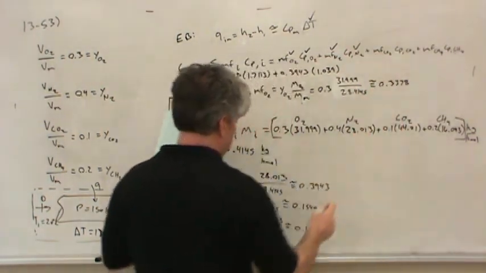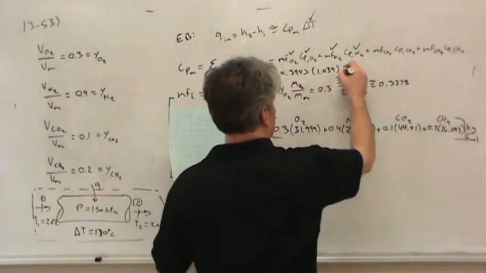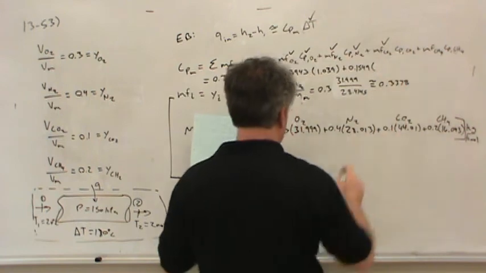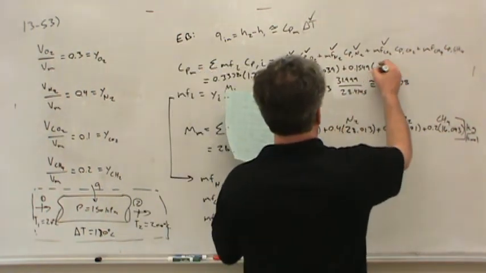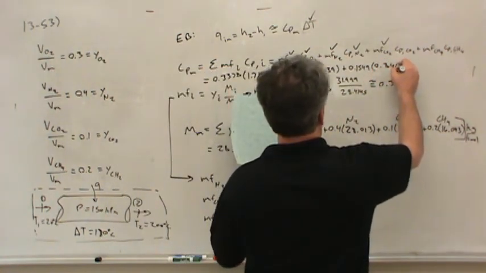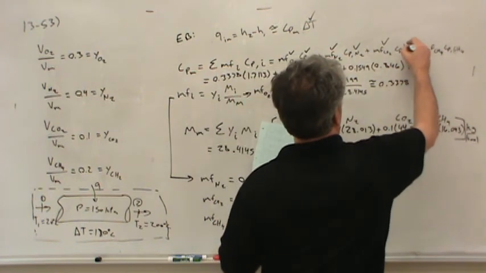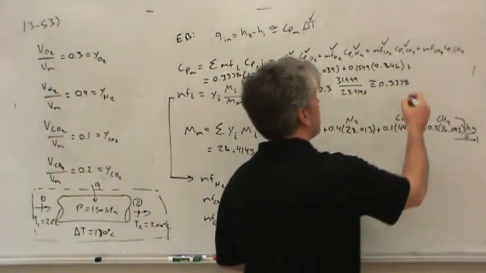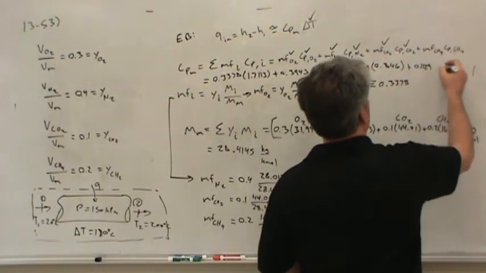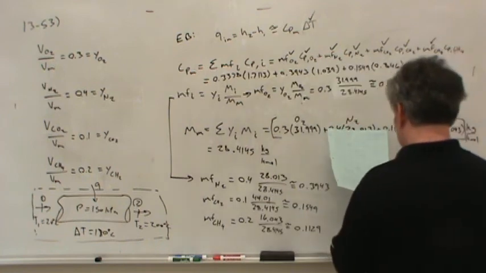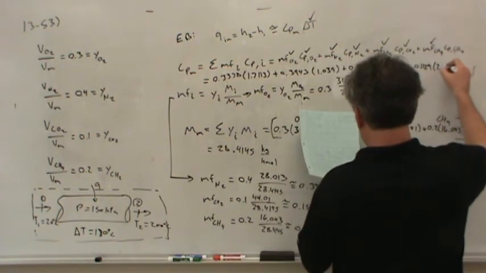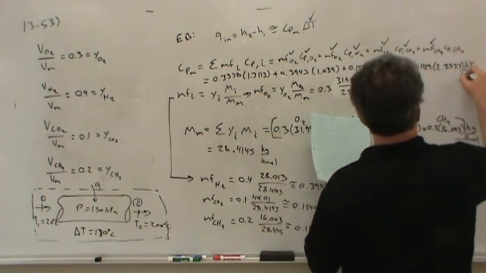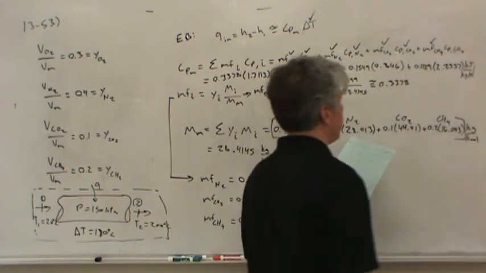And then the mass fraction of the carbon dioxide, 0.1549 times the heat capacity of the carbon dioxide. When you look that up, it's 0.846. And then the mass fraction of the methane, 0.1129, times the heat capacity of the methane, 2.2537. These are all kilojoules per kilogram per Kelvin. Okay?